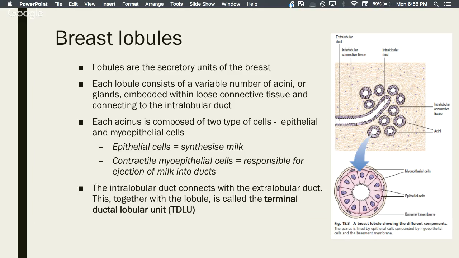So you have acini, which are glands, embedded within your loose connective tissue, and they connect to the ducts. Each acinus has two cells: epithelial cells, which synthesize your milk, and myoepithelial cells, which contract and result in ejection into the ducts. Those little ducts connect to a larger duct called the terminal ductal lobular unit when it's combined with the lobule itself.